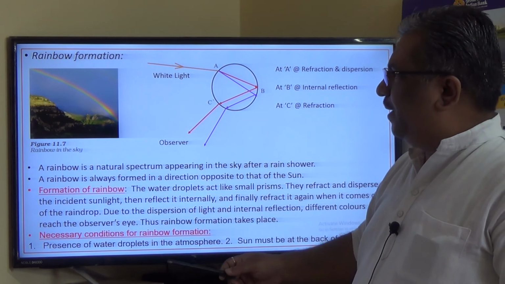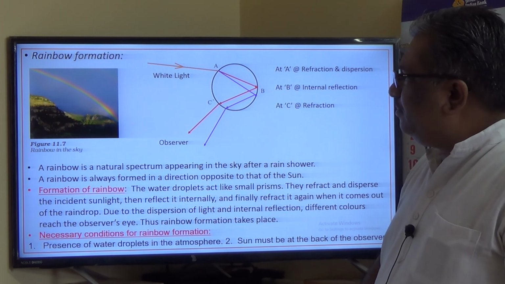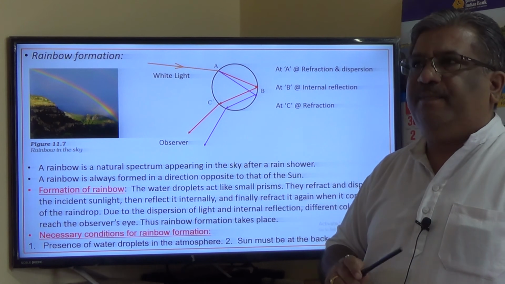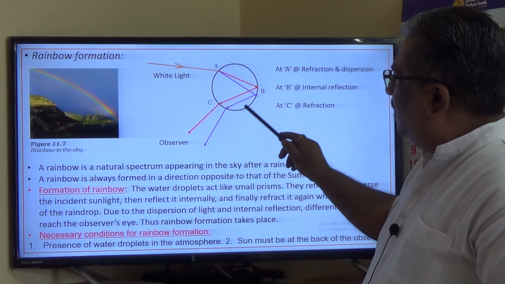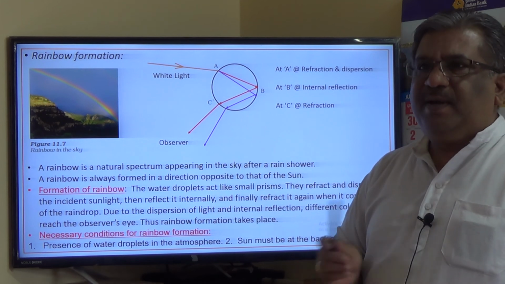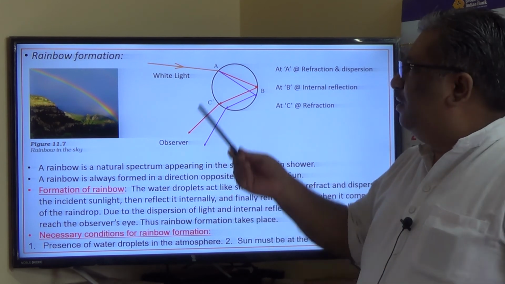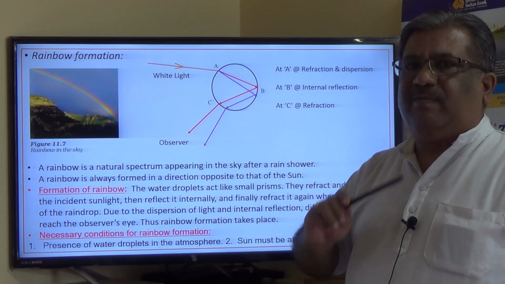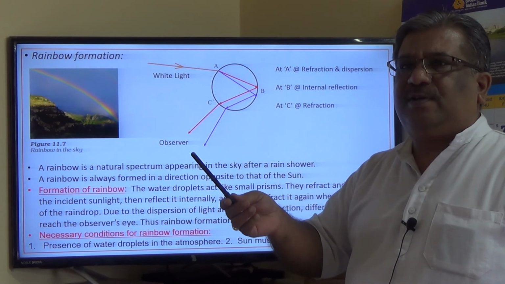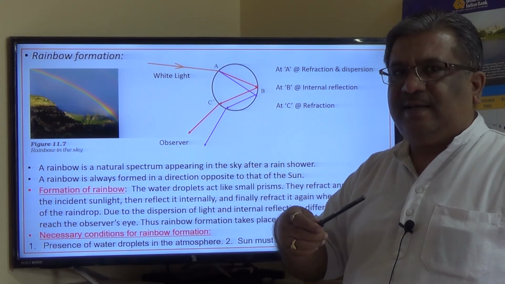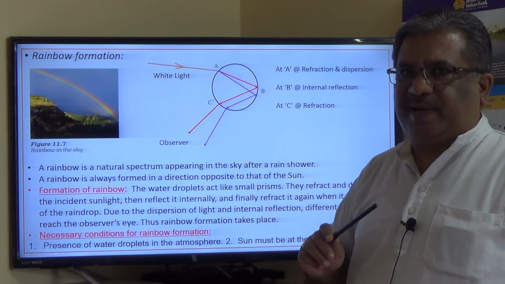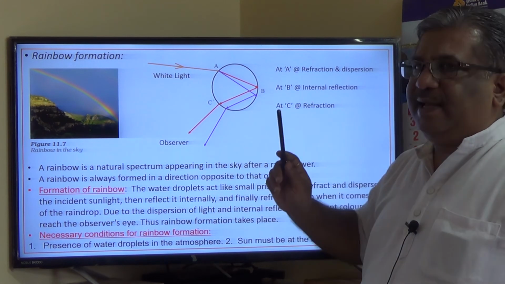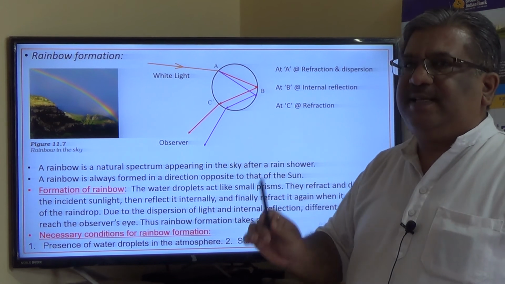How does the formation of the rainbow take place? First of all, the water droplets present in the atmosphere due to rain all act like prisms because they make a dispersion. The water droplets are able to split the white light and deviate those 7 constituent colors towards us, and therefore we see a natural spectrum of 7 colors. That means each and every droplet acts like a prism. So what happens inside a prism, we'll see here.